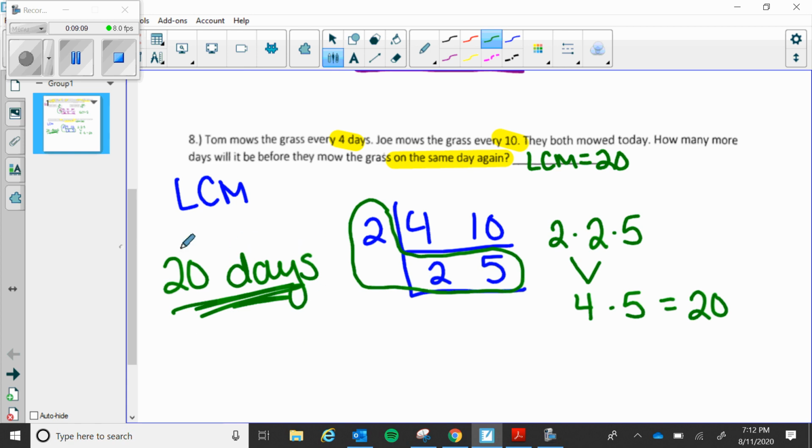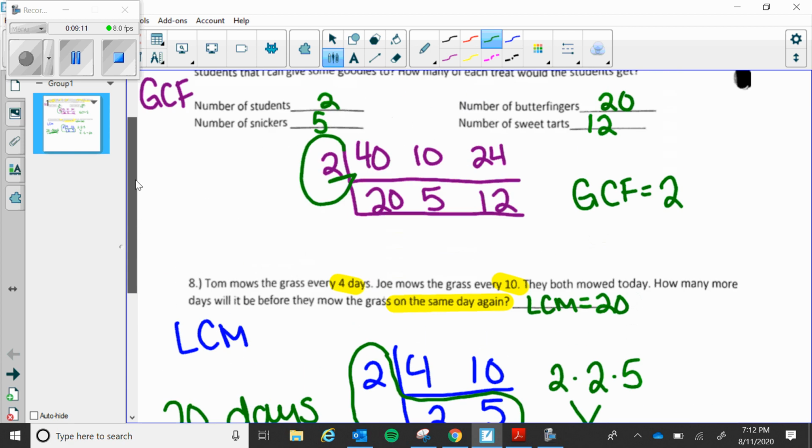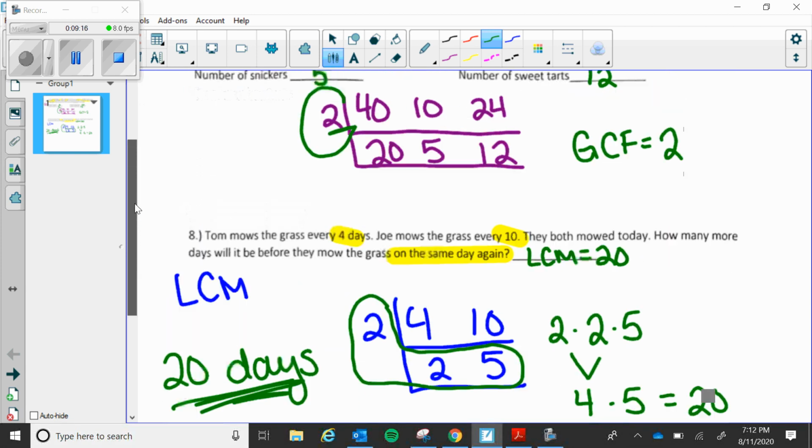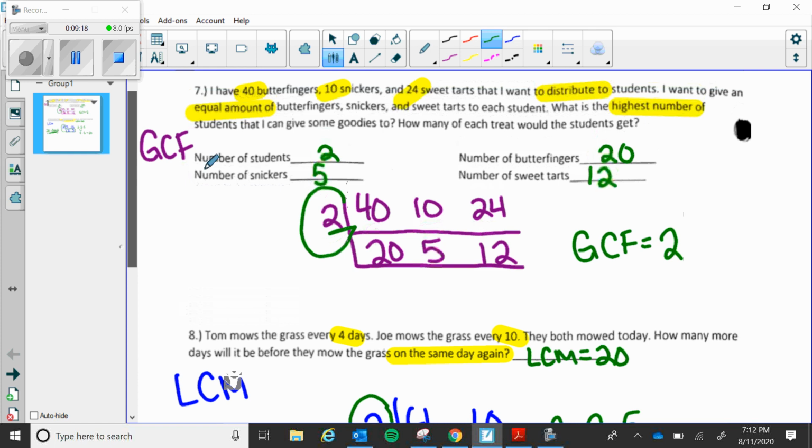So these were 2 examples of how to solve a GCF and an LCM word problem. If you need any extra help, please rewatch the video and make sure you fill in your notes.